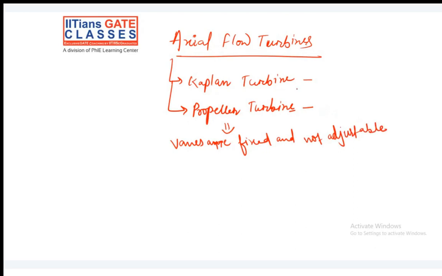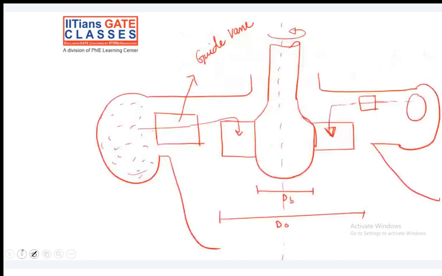And here what we have in the Kaplan turbine is that the vanes are adjustable. What do I mean? That here we have n number of vanes fixed on a shaft. So those vanes may be fixed or maybe not fixed. If they are fixed, that means you cannot change the area of the flow. Once they are fixed, they remain constant.